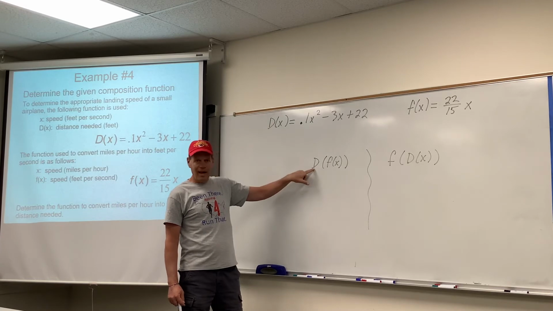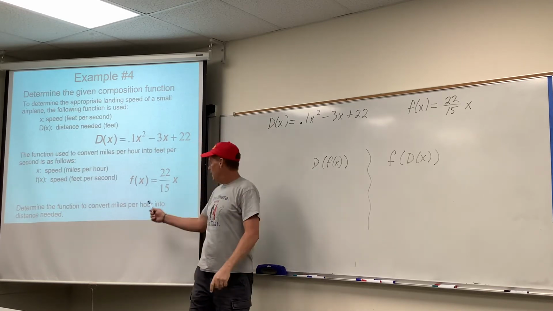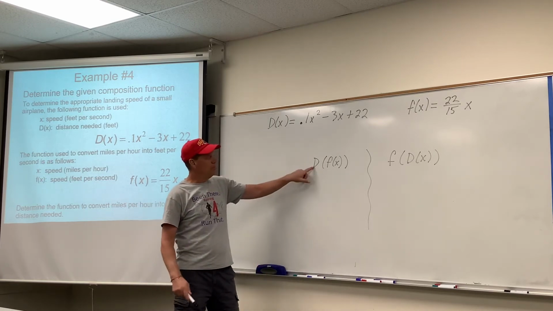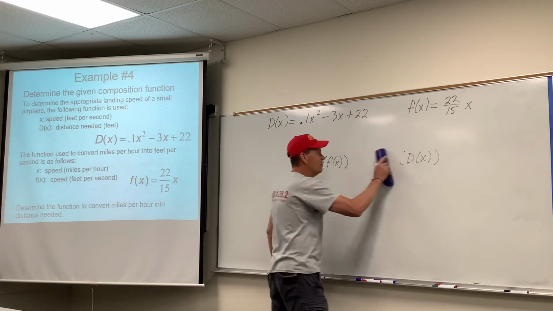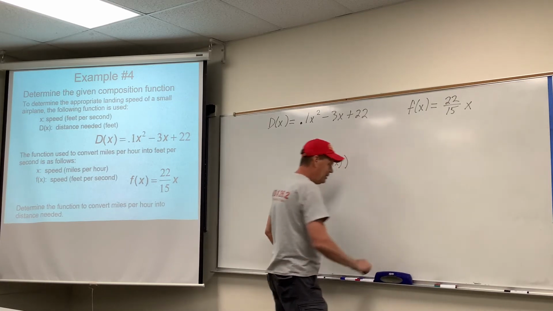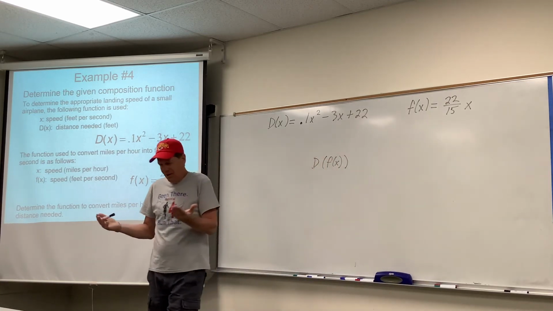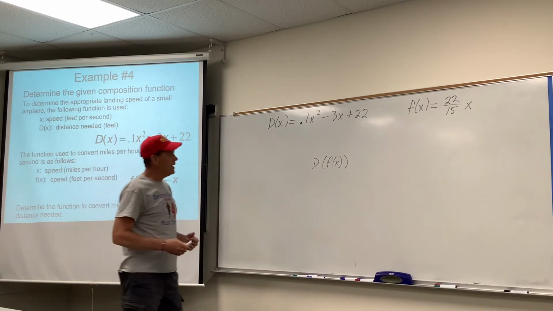How do we make sure that happens? We put the distance function on the outside. We want to end up at distance needed. Put that on the outside. In math, if you want something to be performed last, you put it on the outside of the parentheses. So it's D of F of X.